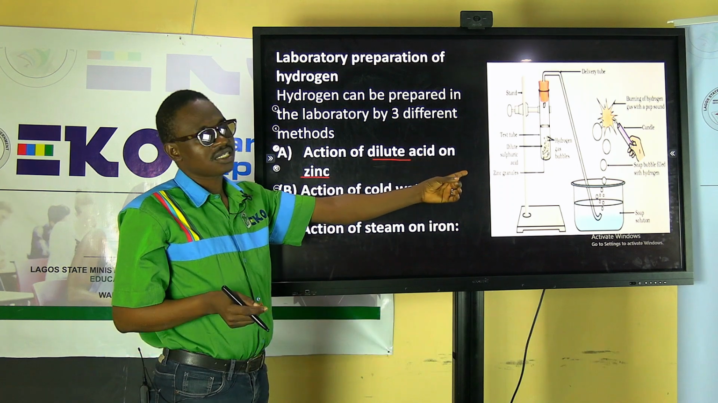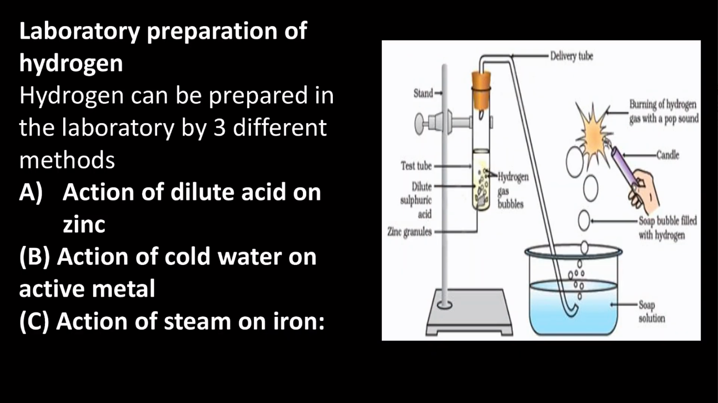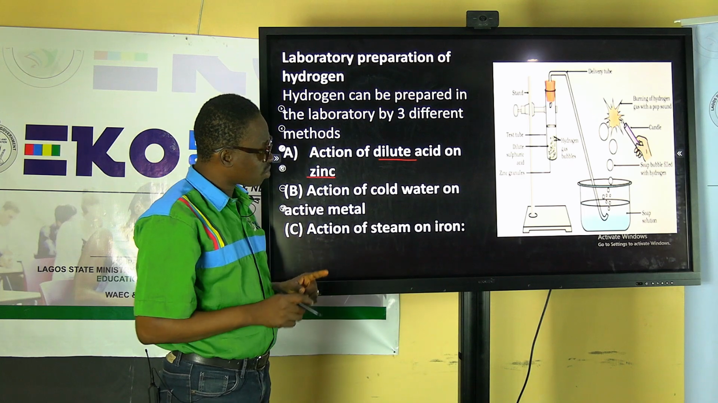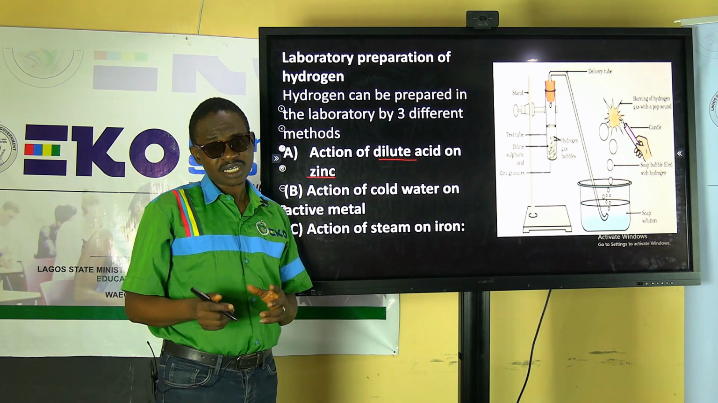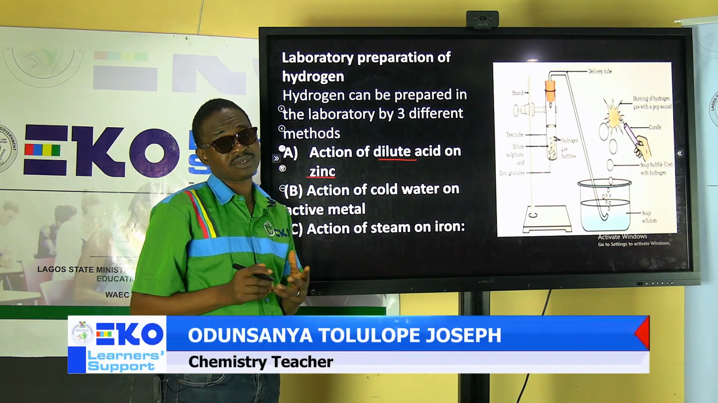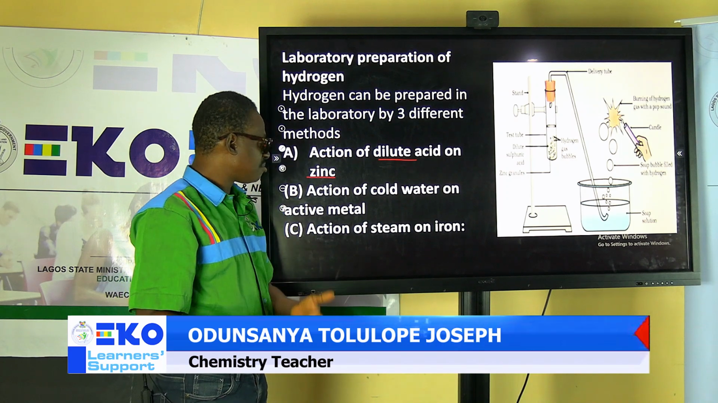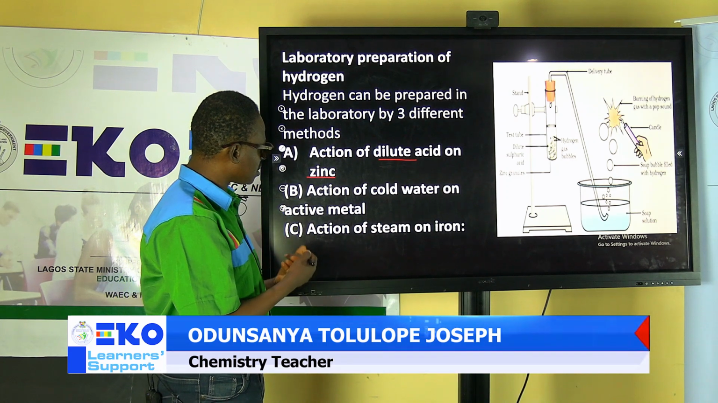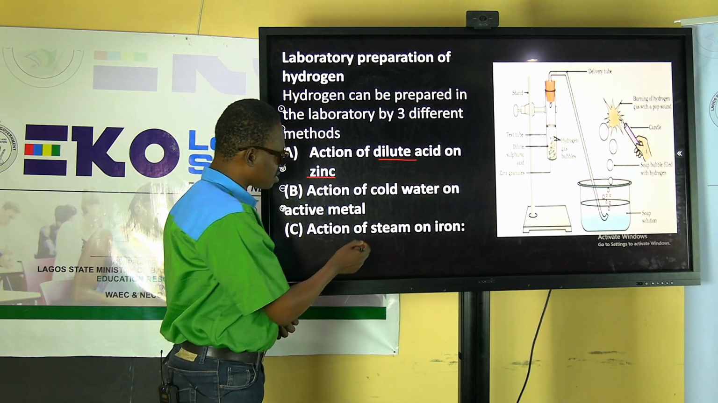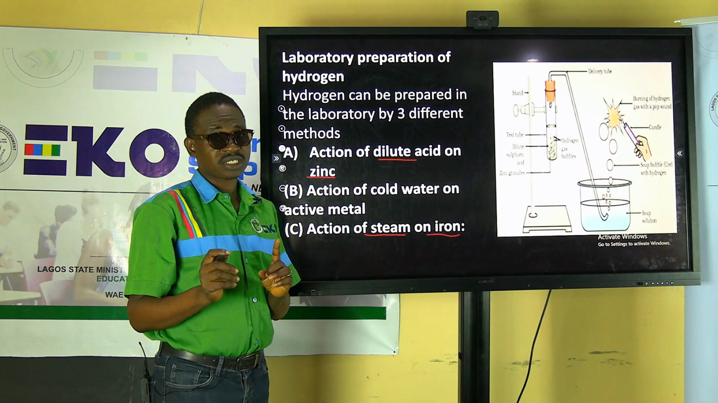As you can see in the picture, when dilute acid is added to the zinc, do you know hydrogen is being produced? Not only that, action of cold water on what? Active metal, like sodium. This is very, very explosive, so you have to be more careful. Also, you can equally produce hydrogen by the action of what? Steam on iron. Yeah, these are the 3 ways in which hydrogen can be produced.